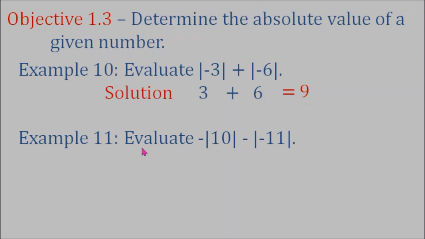Example number 11. Evaluate negative of the absolute value of 10 minus the absolute value of -11. So the absolute value of 10, which is positive, is still 10. We have a negative sign here, so that's -10. Then minus the absolute value of -11 is 11. So we have -10 minus 11, and that is equal to -21.